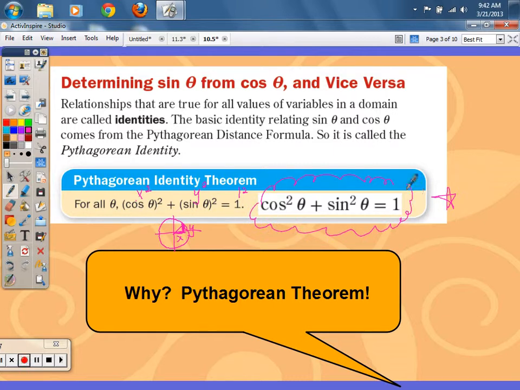A lot of times kids say sine squared plus cosine squared equals 1. It really doesn't matter. Truthfully, you should go in ABC order because that reminds you where it's coming from: x squared plus y squared equals 1. But either way works. This needs to be put into your memory.